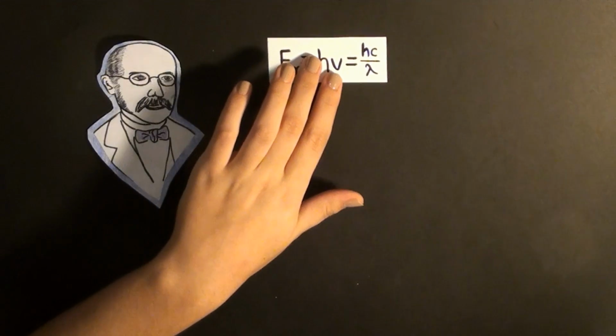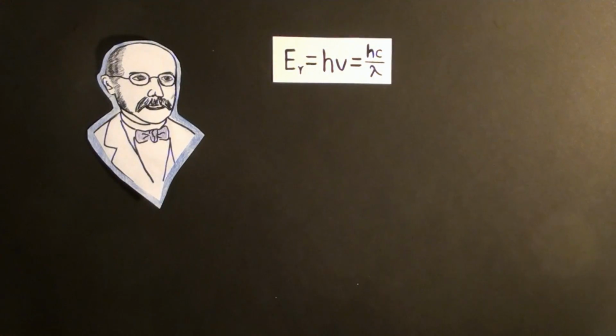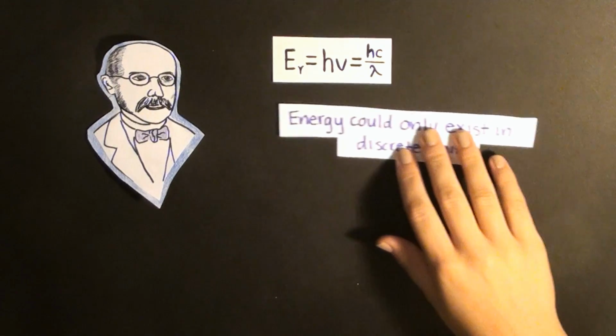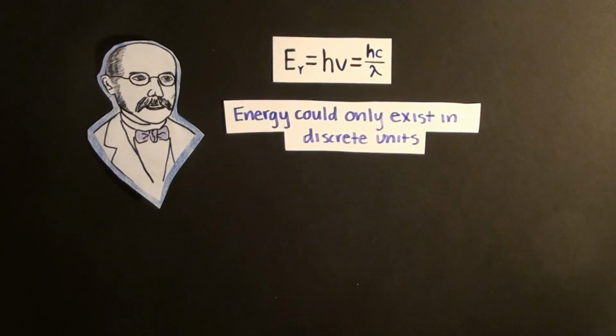On December 14, 1900, physicist Max Planck developed an equation that described the reason that radiation from a glowing body changes in color as its temperature increases. Contrary to popular belief at the time, Planck's equation implied that energy could only exist in discrete units, much like matter, rather than arbitrary amounts.